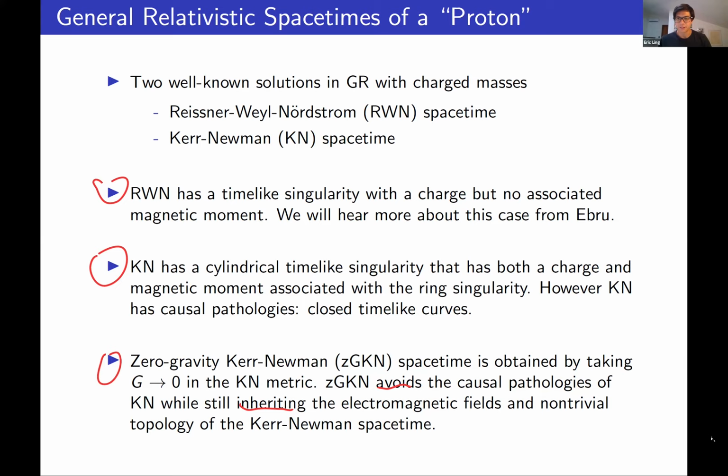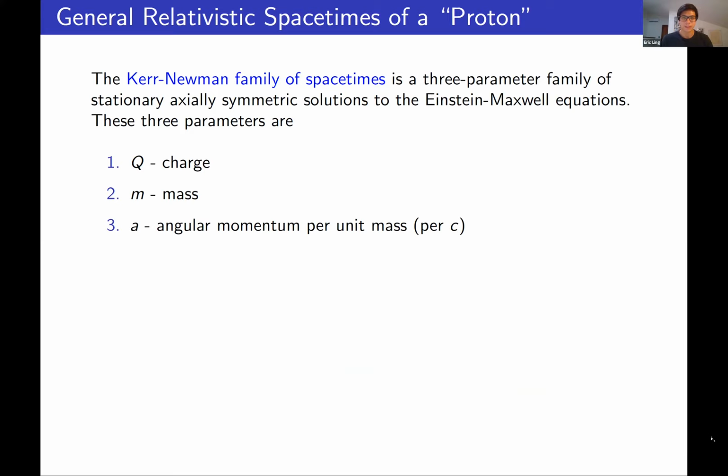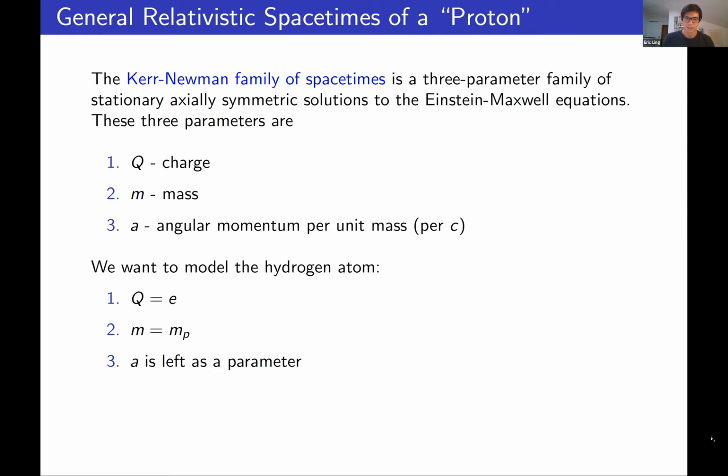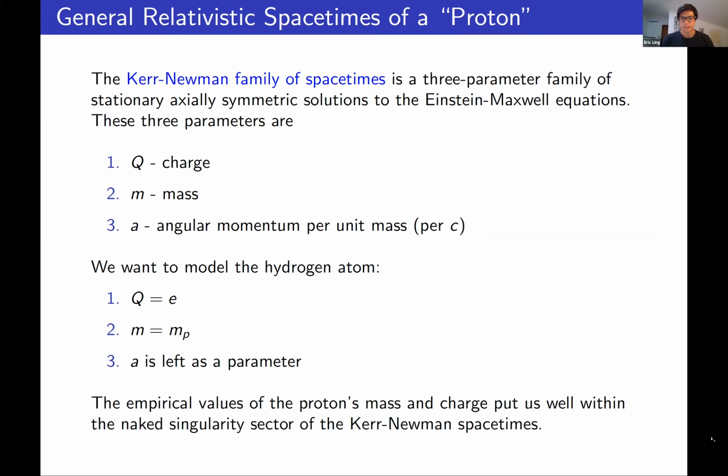Okay, so let's review. The Kerr-Newman family of spacetimes is a three-parameter family of stationary axially symmetric solutions to the Einstein-Maxwell equations. These three parameters are the charge, the mass, and the angular momentum per unit mass per speed of light. And we want to model the hydrogen atom. And so we're going to take the charge Q to be the fundamental charge e, positive. We'll take the mass to be the mass of the proton, and we're going to leave a as a parameter. Now, the empirical values of the proton's mass and charge put us well within the naked singularity sector of these spacetimes. And so we are not talking about black holes here. We're talking about naked singularities. And we're thinking that this naked singularity is supposed to somehow model the proton.